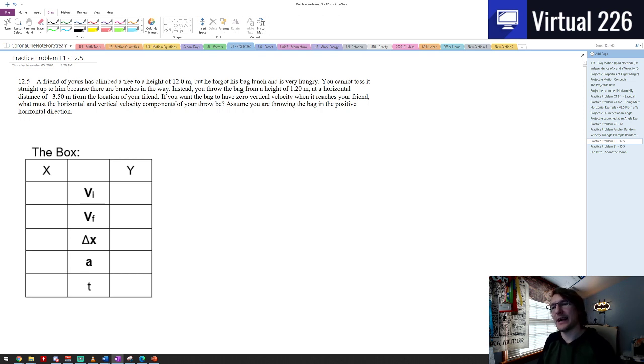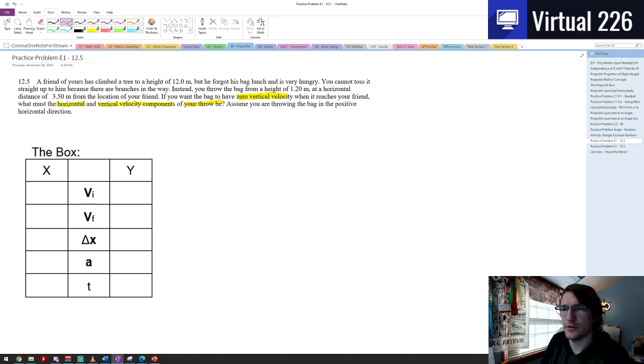But you want that bag to have zero vertical velocity whenever it reaches your friend. So it's just like floating there and they can just grab it, okay? So if that's the case, what must the horizontal and vertical velocity components of the throw be?